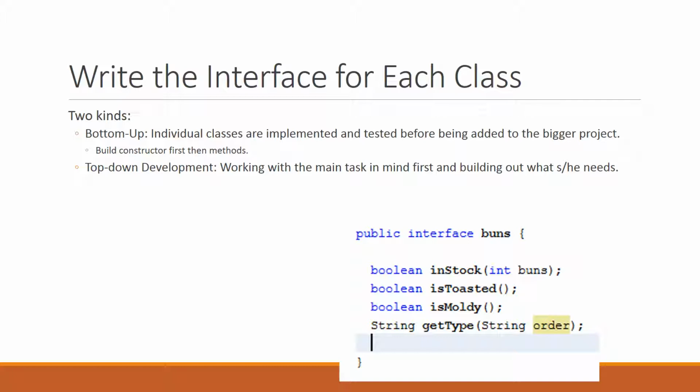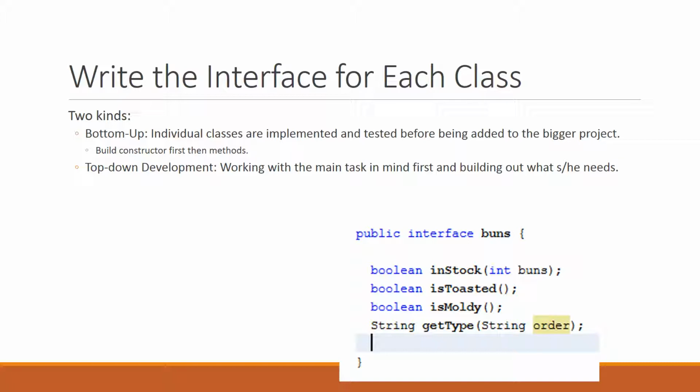The next step is to write the interface for each class, which we haven't got to yet. But essentially we're looking at 2 different ways to build it out. We can either build from the bottom up, which means that we're looking at each individual class, building it out as it is, and then combining them together. So we test each class separately, then combine them together. Or the top down, where you focus on the main part you're trying to get to, and then as you're going along, you build out the class.